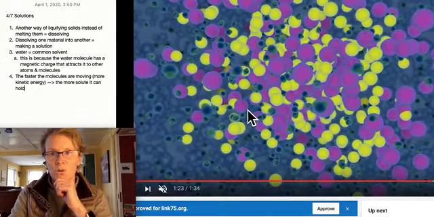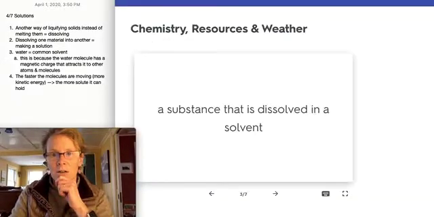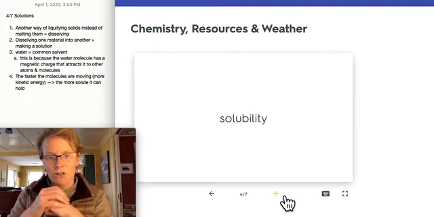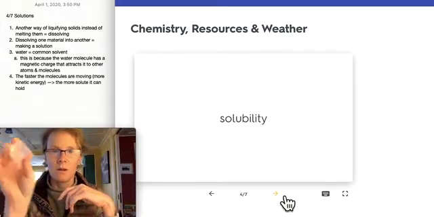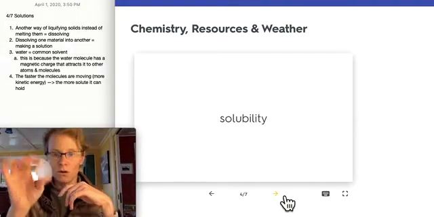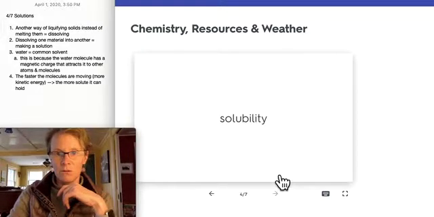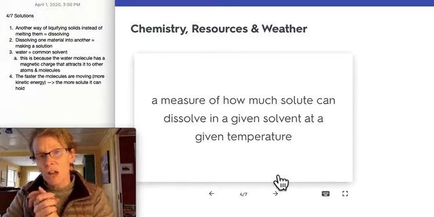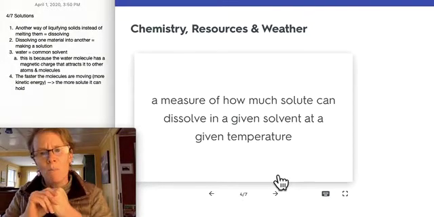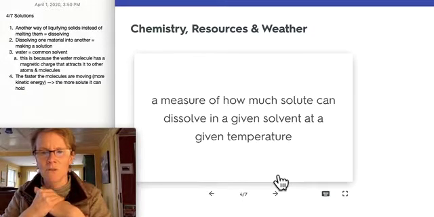Okay, and this gets us to our next vocabulary word, which is the idea of solubility. How much can salt dissolve in water? How much water or how much salt can water have? And so solubility is a number. Usually it's a measure of how much solute can dissolve in a given solvent at a given temperature.